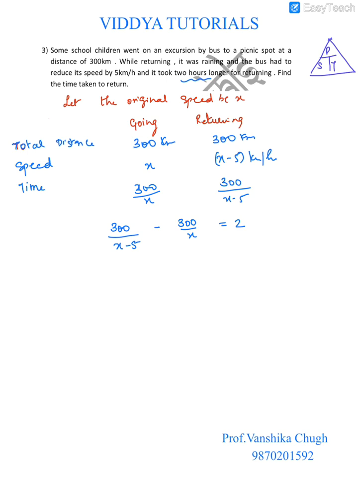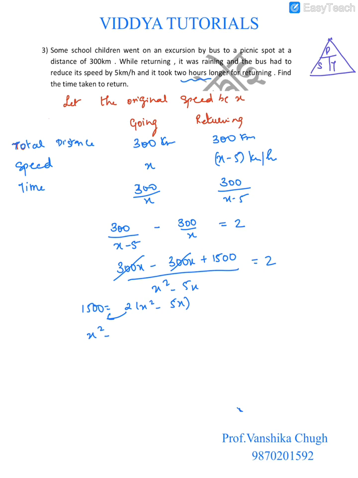Now let's simplify. When I multiply by x, I get 300x minus 300x plus 1500. This is the spot where a lot of students make sign errors, because minus into minus makes it plus. And in the denominator, when I multiply these two, I get x square minus 5x. Now on simplifying, I can cancel out the 300x and minus 300x. So I get 1500 is equal to 2 into x square minus 5x. I can shift the 2 to the other side and divide it. So I get x square minus 5x is equal to 750.